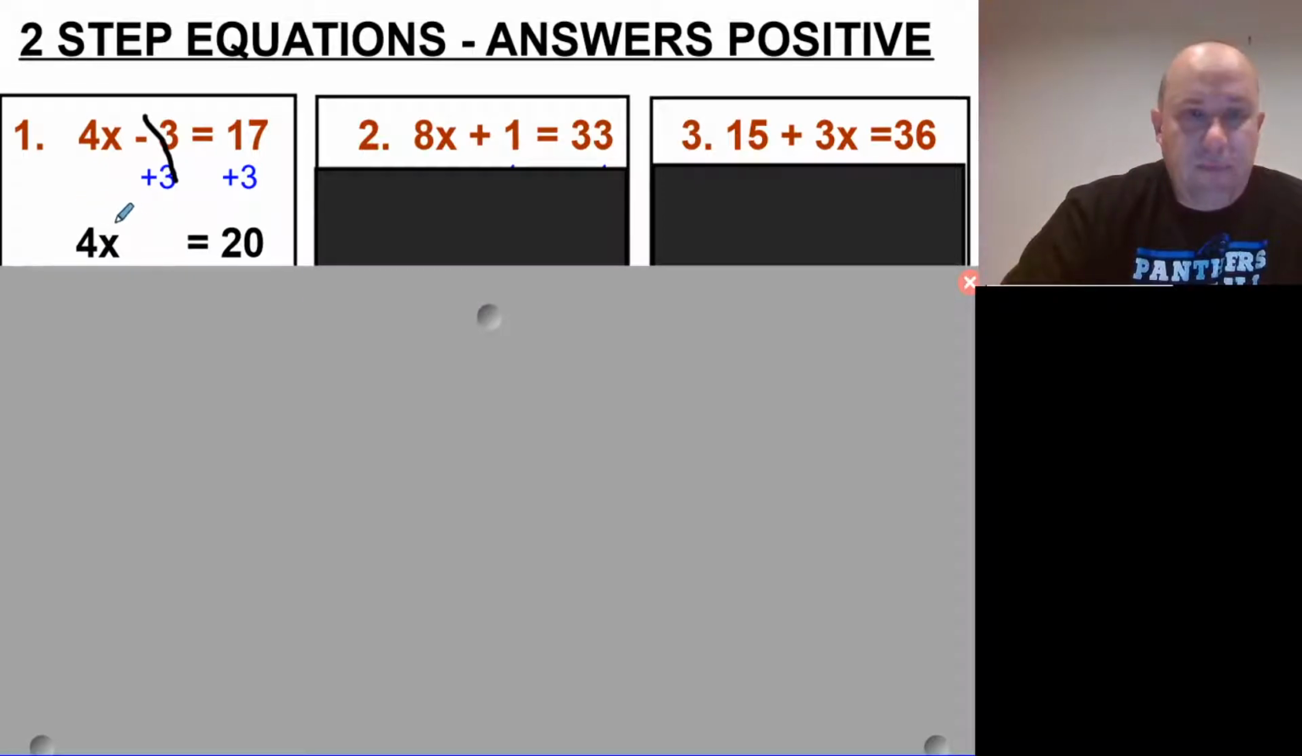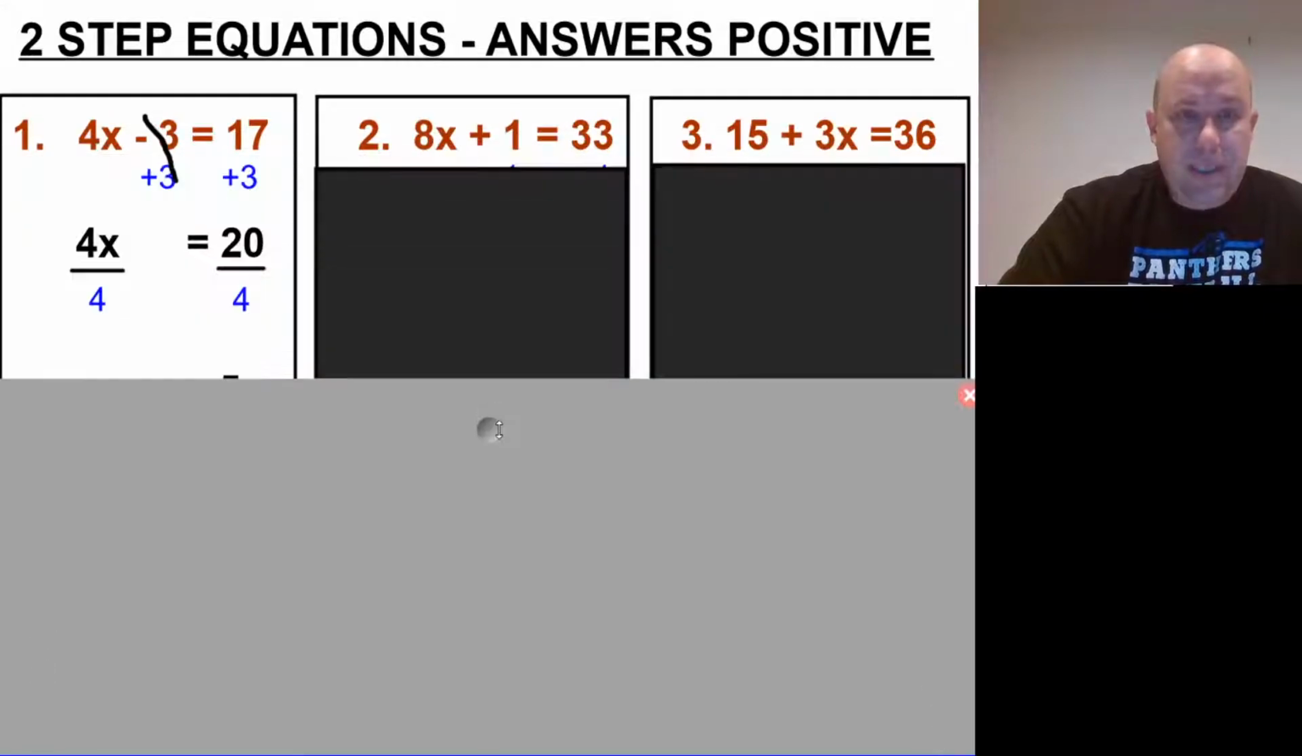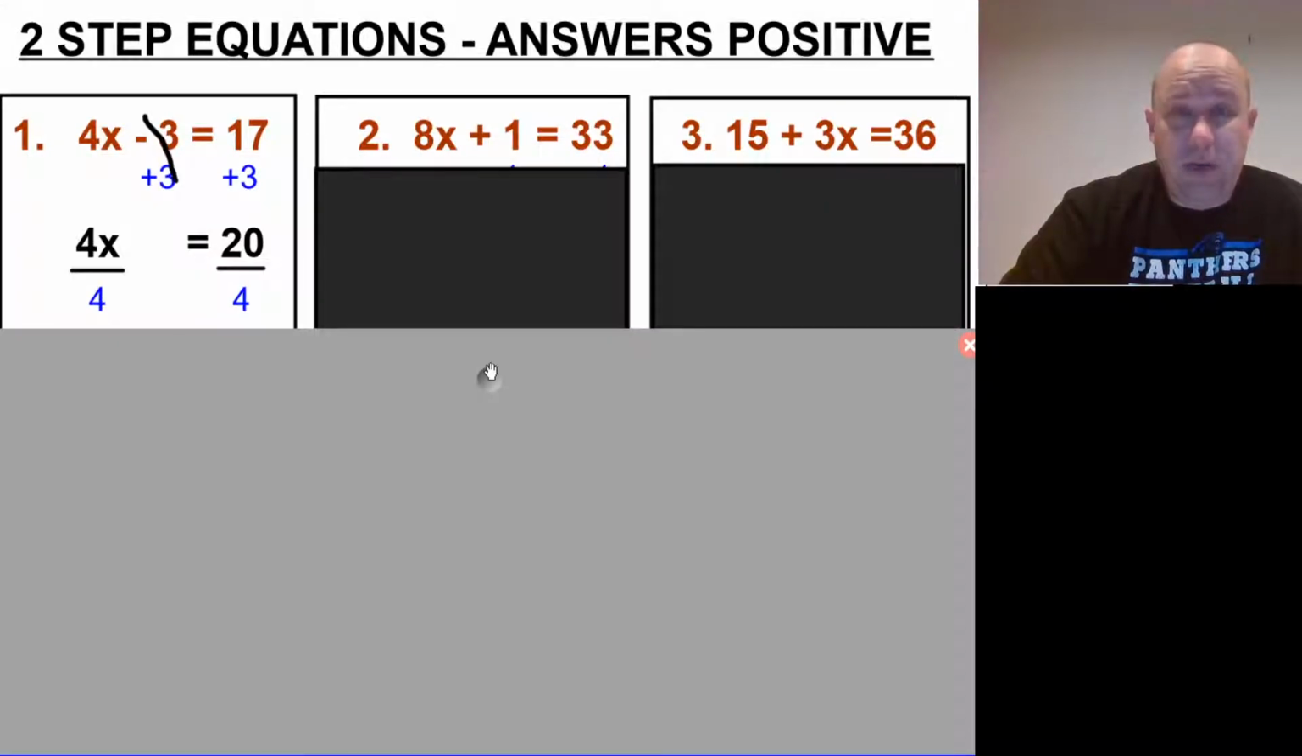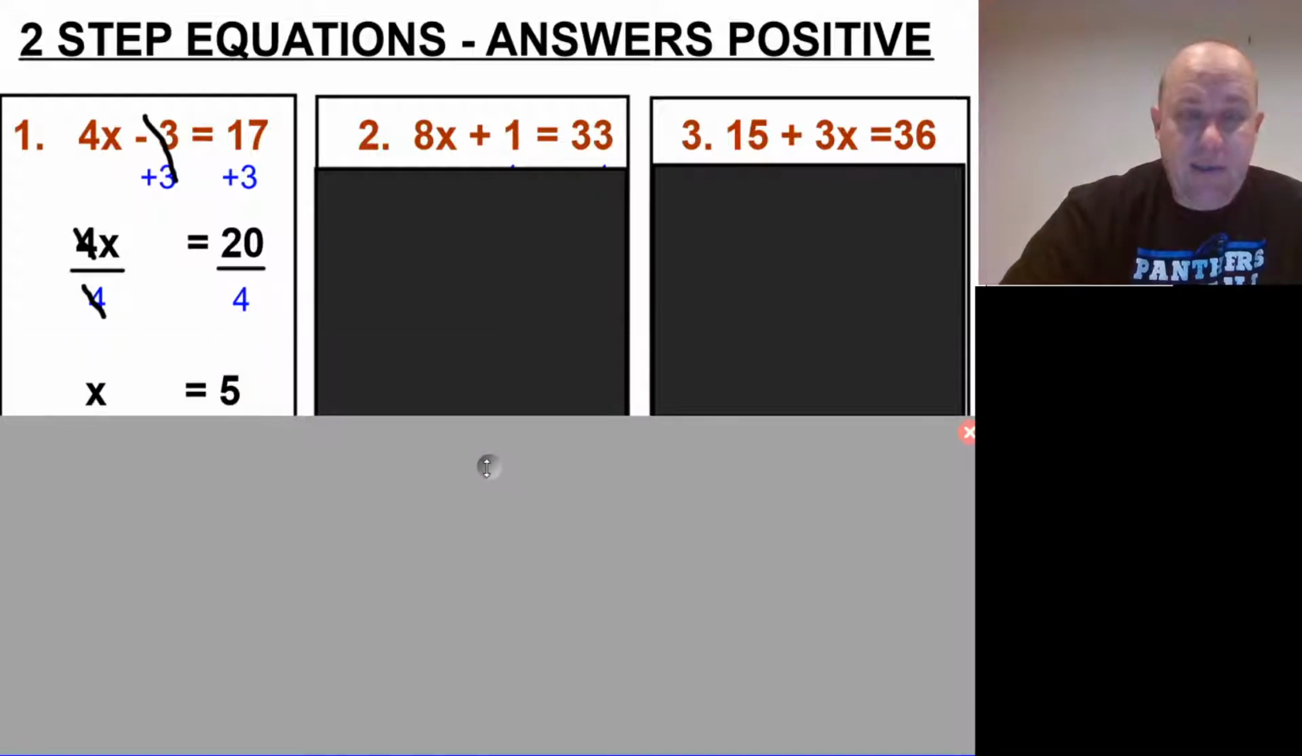Now we can focus on the 4 and the x together. As they're next to each other, that means multiply. So the opposite of multiplying by 4 is to divide by 4. When we're doing that step, just make sure you don't put the divide symbol. Use the slash symbol like you would for a fraction. And then the same thing, the 4's will cancel by doing the opposite. 4 divided by 4 is 1. 1x, we only ever put x, and that's why it actually cancels. And then 20 divided by 4 is 5.